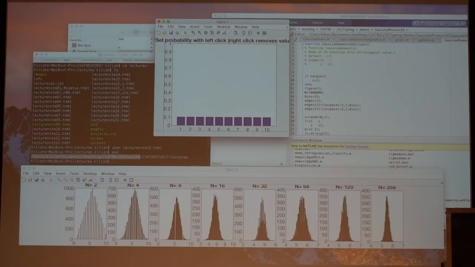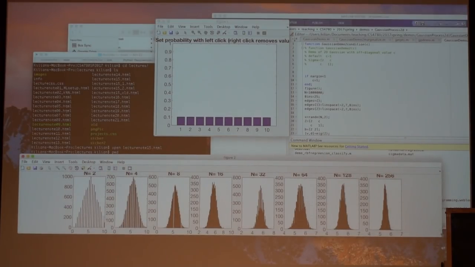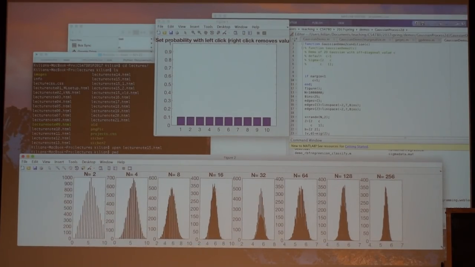If I average two values and do that many, many times, this is the distribution that I get. If I average four values and so on, and if I average 256 values, you see this is a perfect Gaussian distribution, here on the right, despite that this here looks nothing like Gaussian.